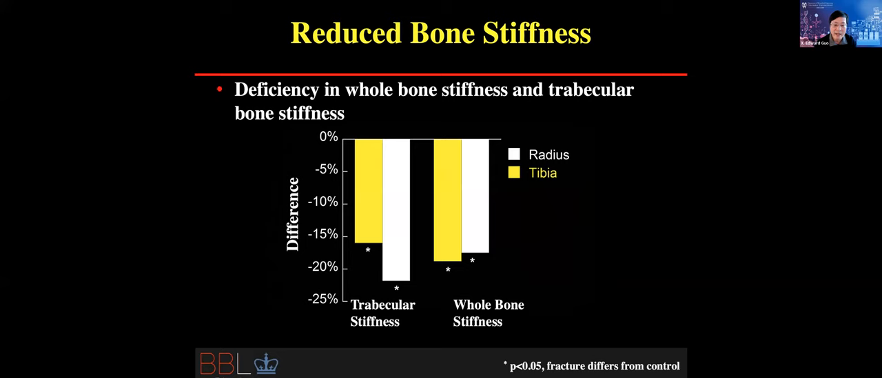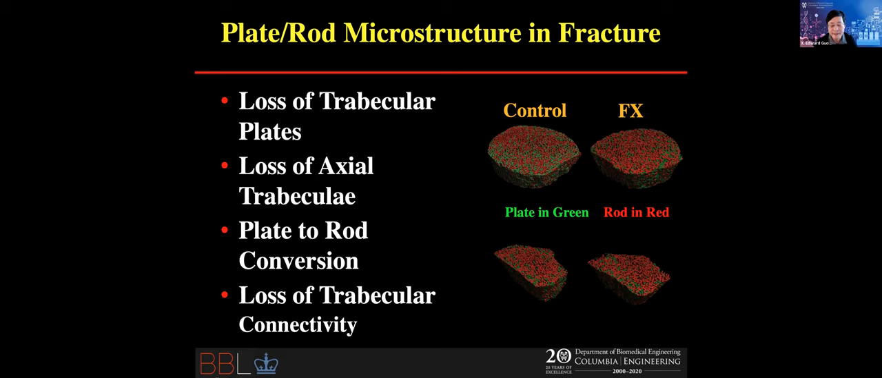And then the consequence here is you lose trabecular stiffness, how strong the trabecular bone is, and the whole bone stiffness. So with computation as well as the technology, we are able to identify a significant difference, much more sensitive than the density measurement. So in summary, in osteoporosis, in general it's loss of trabecular plates, loss of axial trabeculae, and then you have plate-rod conversion, right? And they also lose trabecular connectivity.